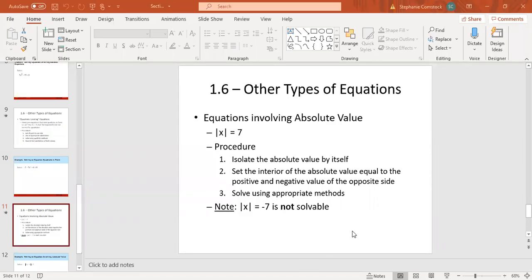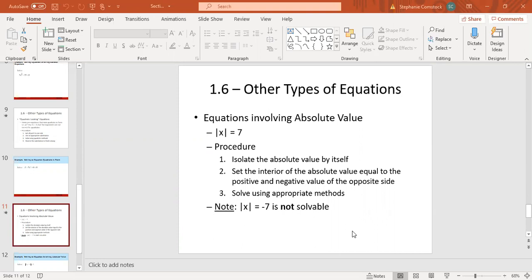Okay, so for this last type that we're going to deal with in this section, we're going to do equations involving absolute value. So the concept here is, and again, these are dashes, not negatives, please recognize that. Normally we say, excuse me, the absolute value of 3 is 3, and the absolute value of -3 is 3.